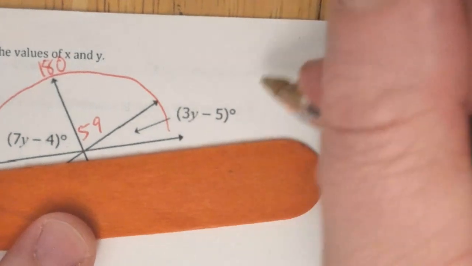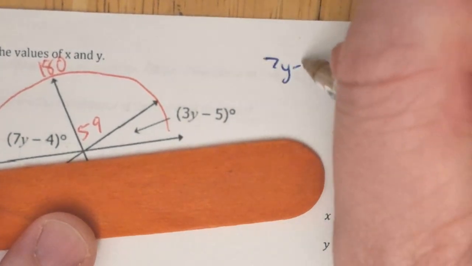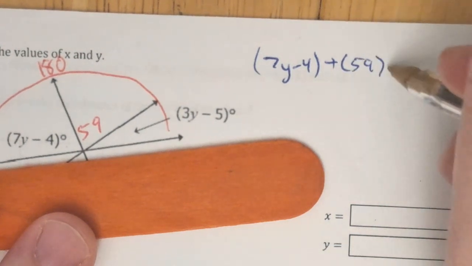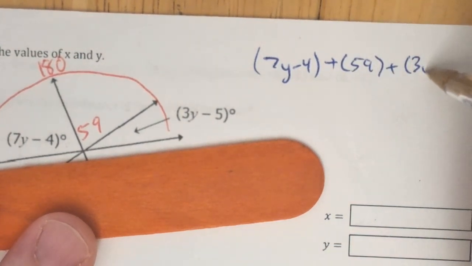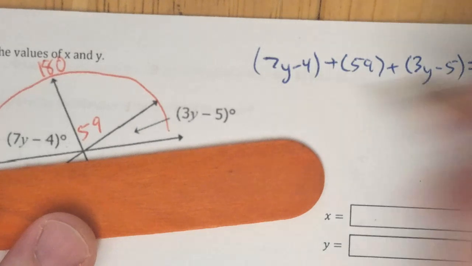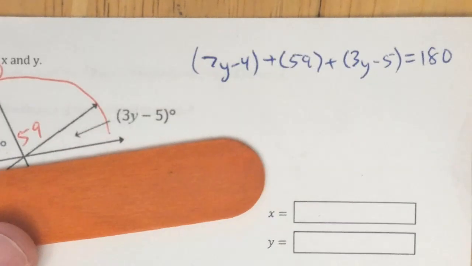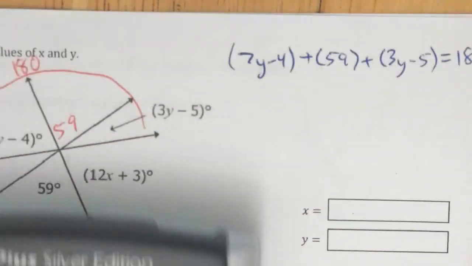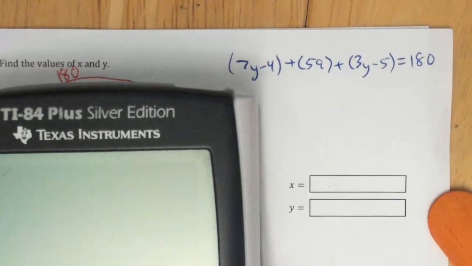So we have (7y minus 4) plus 59 plus (3y minus 5) is equal to 180 degrees. All right, so we just make that equation, and now we're just going to solve. Okay, so let me get my calculator, just in case you're trying to see what's going on in my head.